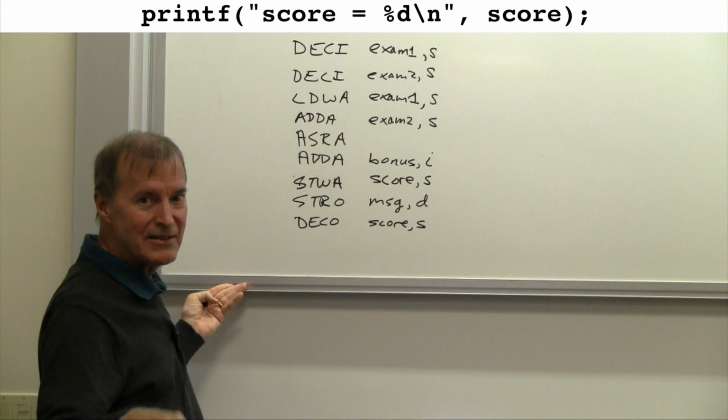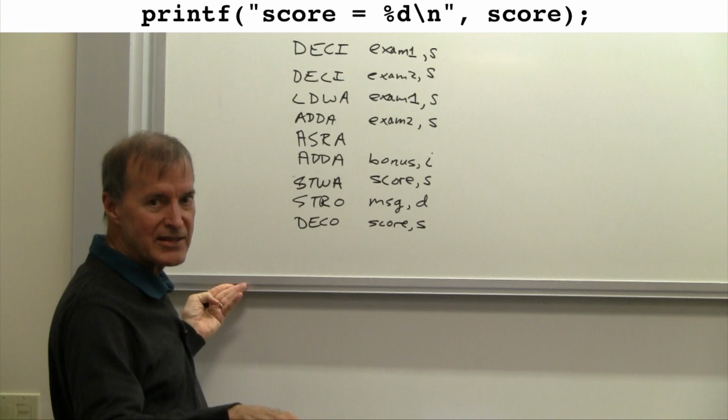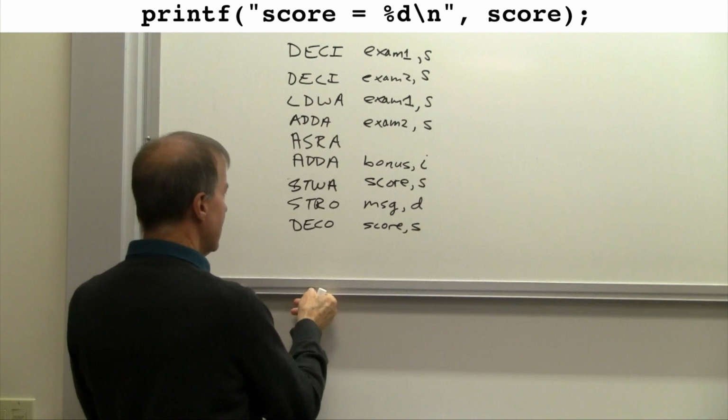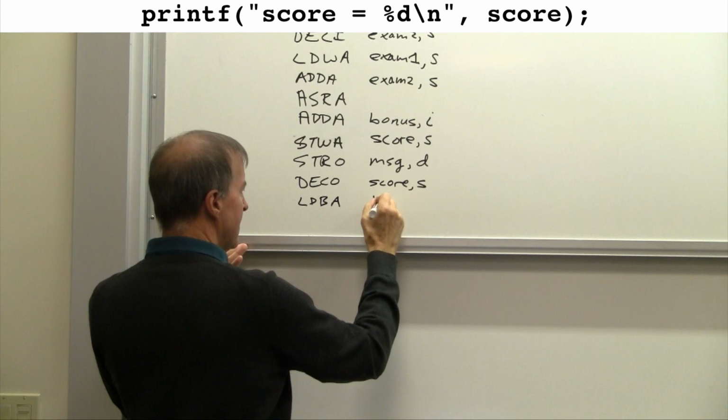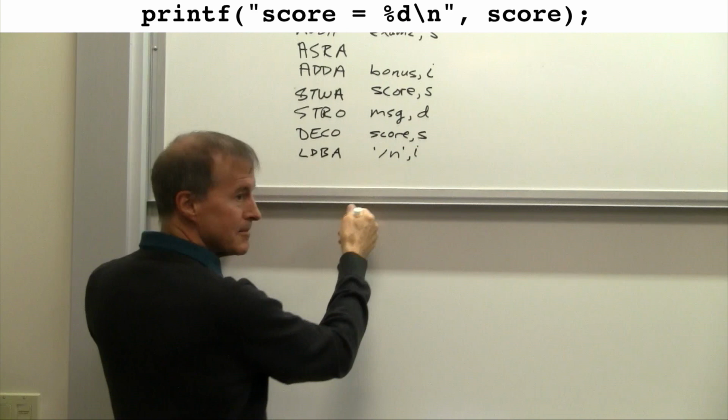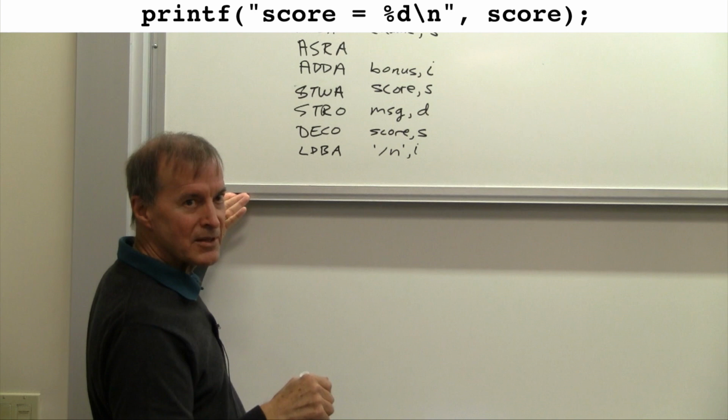And now we have to print out the new line. Notice that the new line is after the score. Now how do we print out the new line? Remember how to print out a new line? Actually, I think we have to load byte accumulator the new line character, right? So how do we do that? Load byte accumulator, what? Backslash n, immediate. Next. No, not character out, but you're close. That was Pep/8. This is Pep/9.